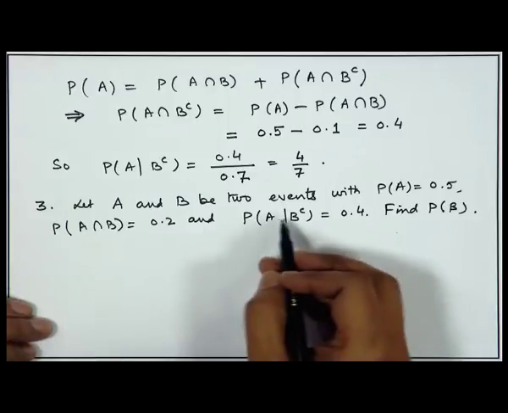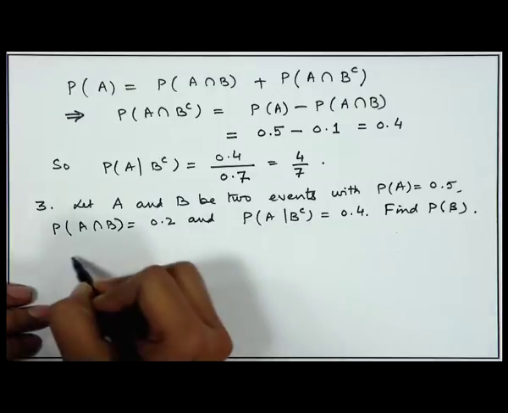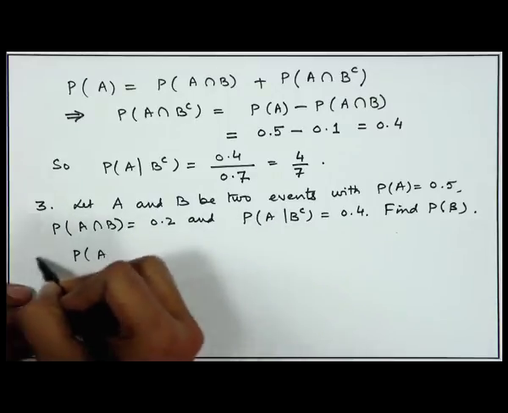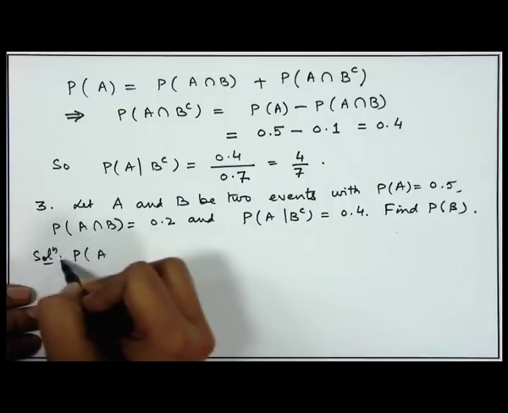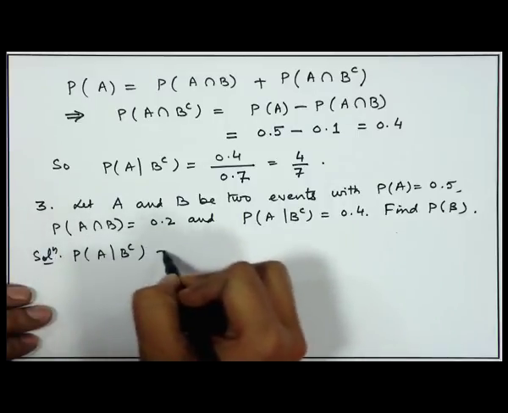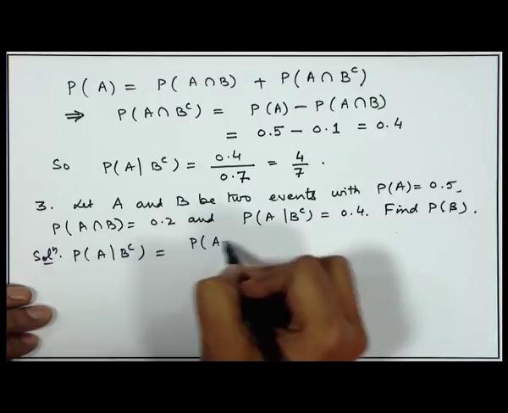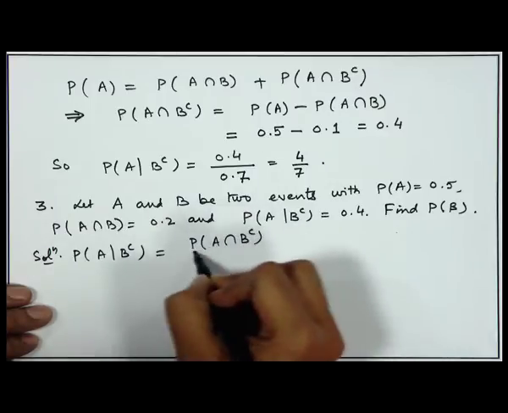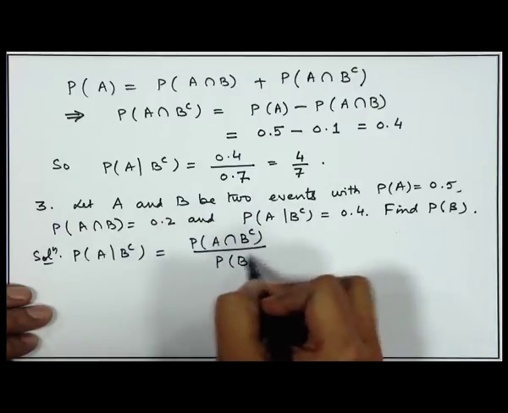So, we will try to use the equations here. Probability of A given B complement is equal to probability of A intersection B complement divided by probability of B complement.